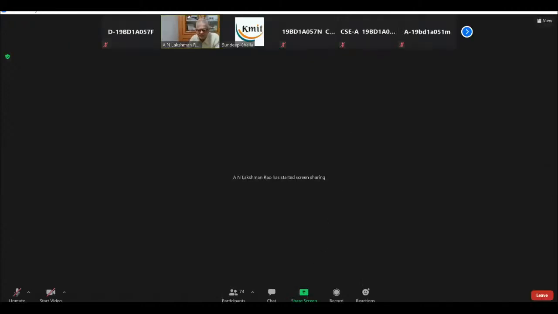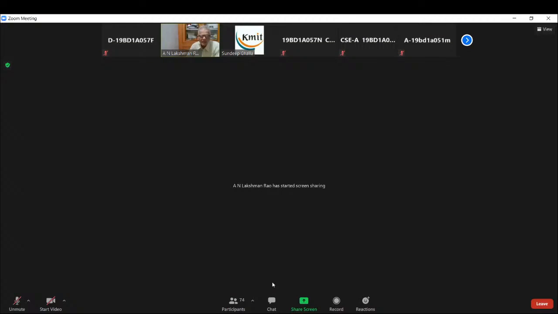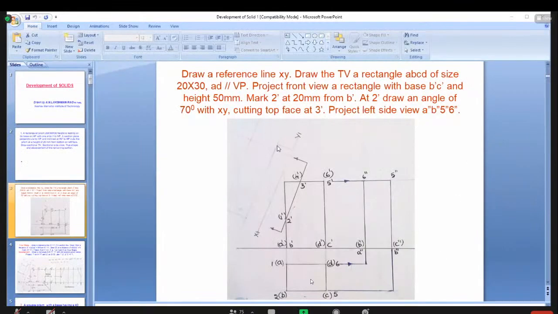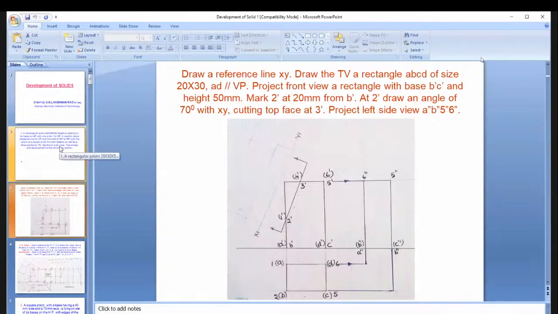Yes, good morning, students. Last class we have seen the problem. Again, I am just repeating it. We have a prism of this shape. It was cut here like this, so it is resting on base. From here 25 mm, it has been cut at an angle of 70 degrees.